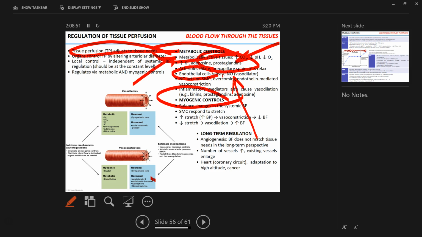That's myogenic. In response to increased stretch, muscles constrict. In response to decreased stretch, they relax and the blood vessel dilates. That makes sense.